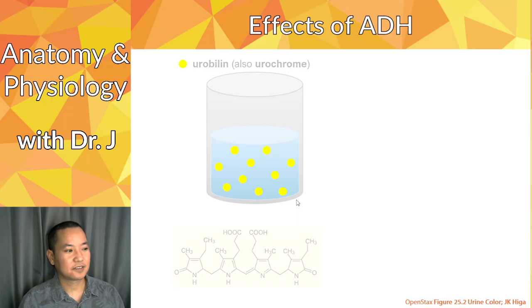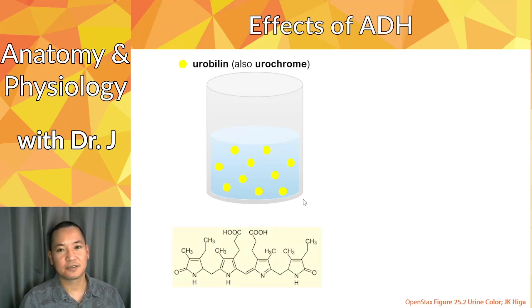Because why? Well, there's a pigment called urobilin, also known as urochrome, like color. So if you decrease the volume of water, you're going to increase the concentration of this urochrome, aka urobilin. So this is why when you have ADH, you have a darker color to your urine.